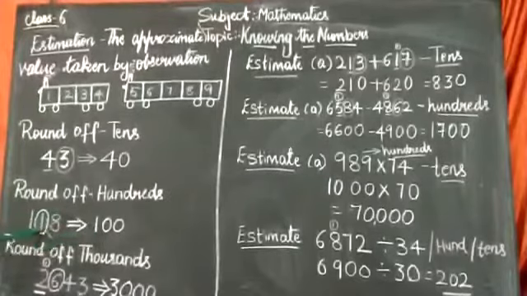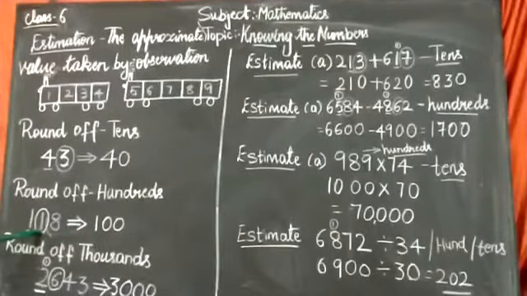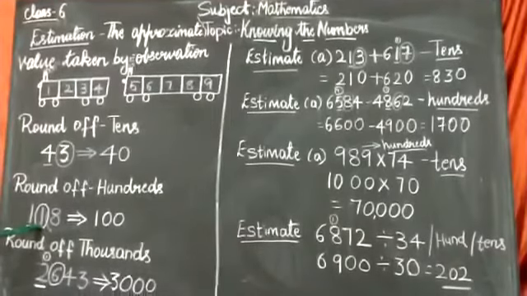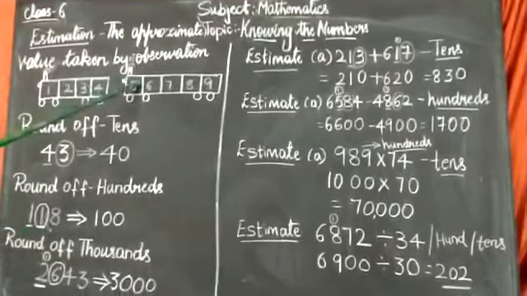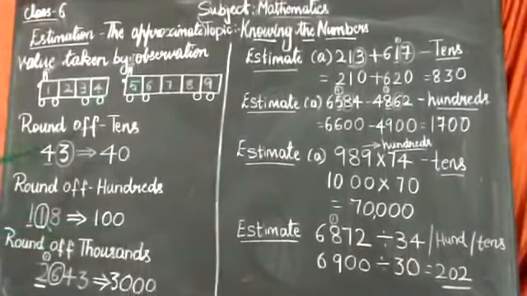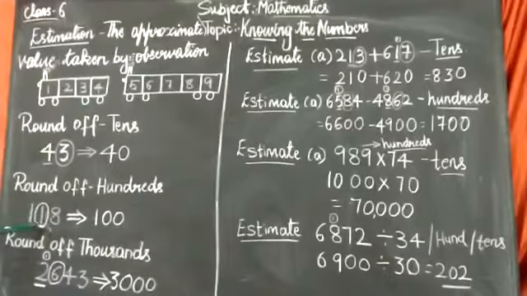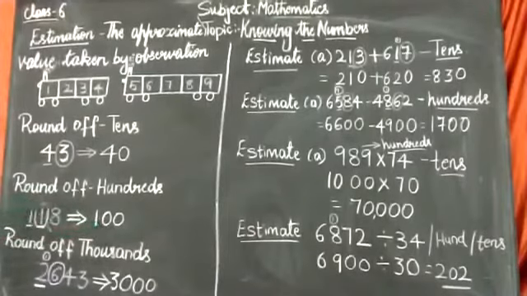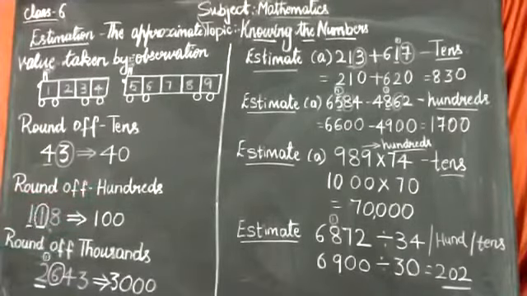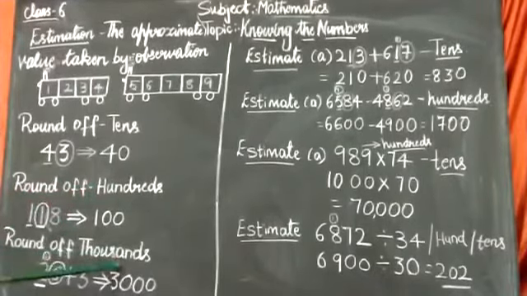If the number here was 178, so it is more than 5. Just think that it was 7 here. So we will write 0 here plus 1 here, and it will become 200 while rounding off to the hundreds place. Now rounding off to the thousands place.